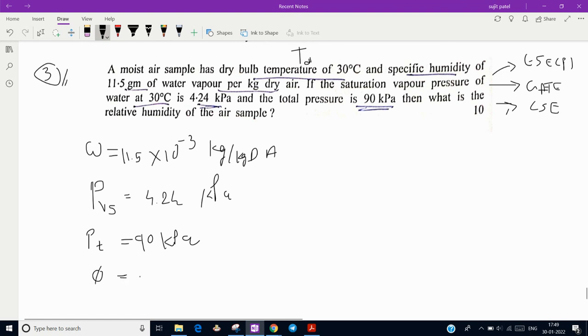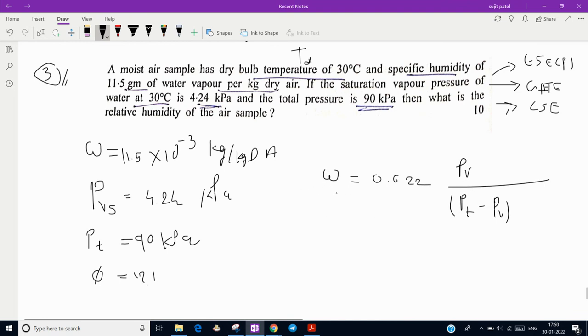This question is based on equations and memory. If we know the equation of specific humidity, omega is equal to 0.622 PV, where PV is the actual pressure, not saturation. Saturation pressure is when the air is totally saturated and can contain the maximum amount of vapor. But whenever it is not saturated, we denote it with PV. So the formula is 0.622 PV divided by PT minus PV.